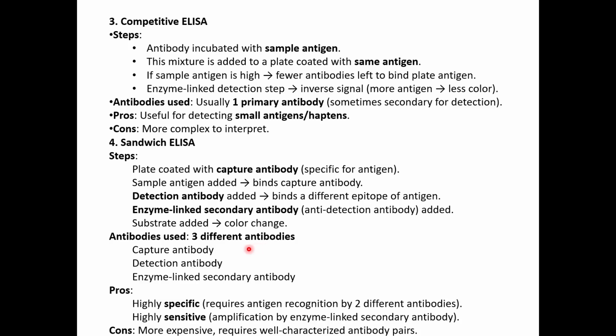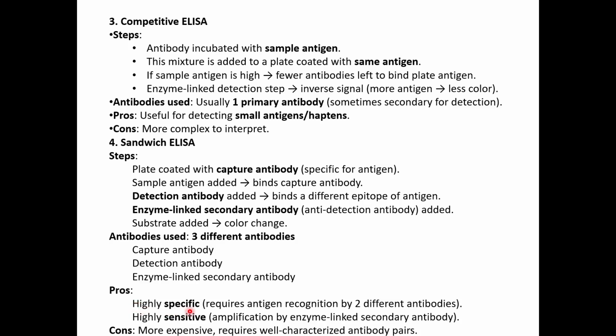First antibody is capture antibody, which is plated on the surface, and then you have your antigen. Then you have second antibody, which is your detection antibody, which binds to a different epitope of the antigen. And then you have a third antibody, which is your enzyme linked secondary antibody, which will bind to your detection antibody. So you have three antibodies here.